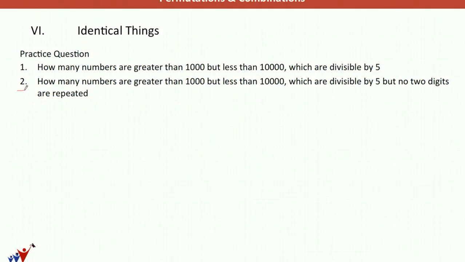So let's look at the second question here. How many numbers are greater than 1000 but less than 10,000 which are divisible by 5 but no 2 digits are repeated? So in other words, I need a 4-digit number. I'll solve this question using cases. I'll form 3 cases: case 1, case 2 and case 3. In case you're wondering how I form these cases, this you learn only through practice. So make sure you practice a lot of questions on PNC.